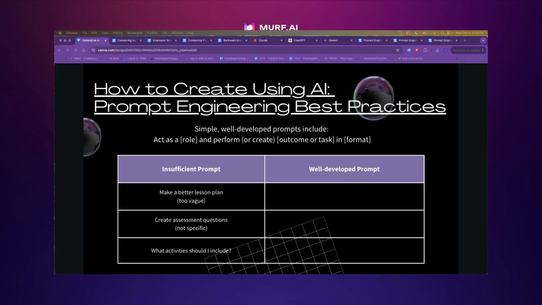So let's look at these insufficient prompts on the right. So I can ask, let's say ChatGPT, to make a better lesson plan, but that is really vague. Can someone put in the chat what they think a better answer would be? Instead of saying make a lesson plan, what could you add in to make that more well developed? Yeah, time length of plan, that's a good one. So make a lesson plan for a 60-minute class is a lot different than make a lesson plan for a 15-minute interaction.